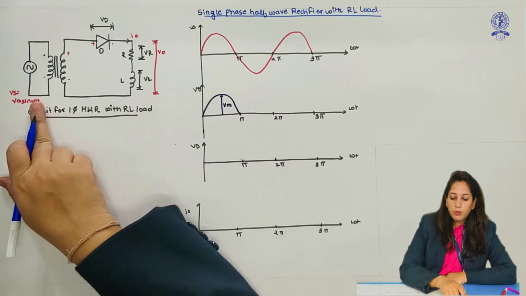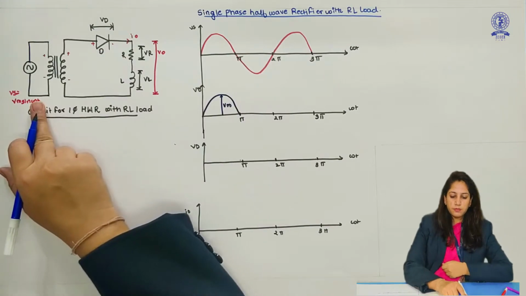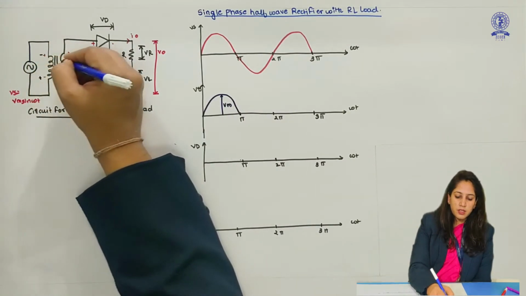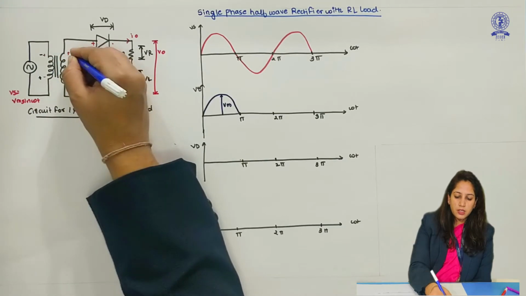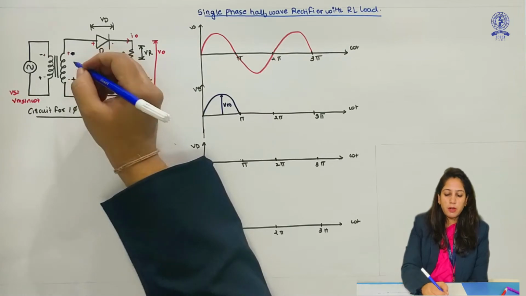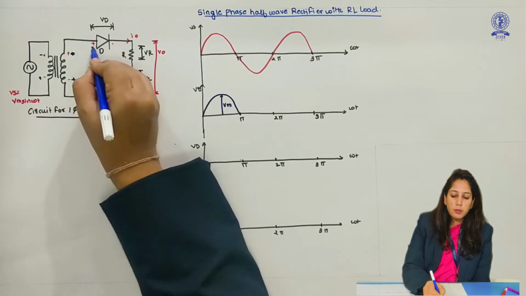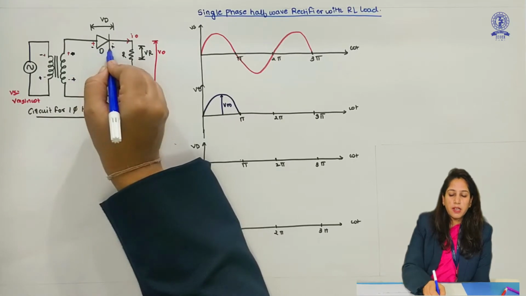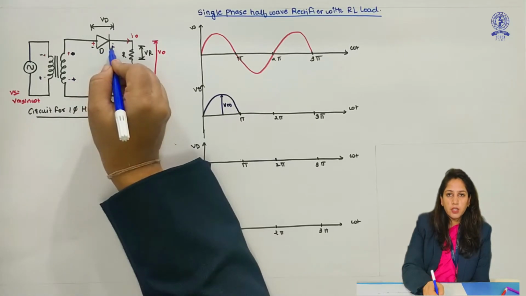But now what will happen for the negative half cycle? For the negative half cycle, I am using this blue pen here. Here it will be minus, here it will be plus, and as this is minus and plus, this diode will be reverse biased and it will act as an open switch here.